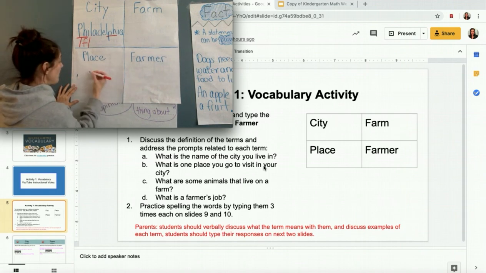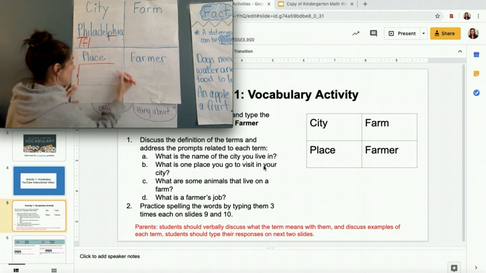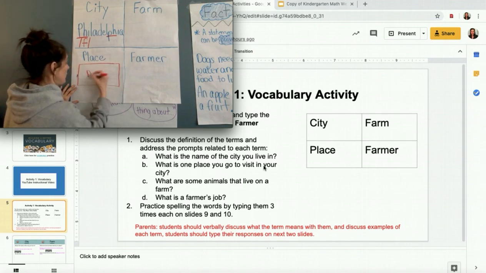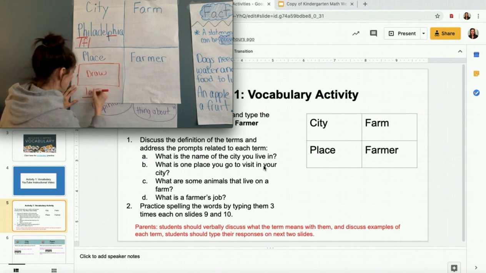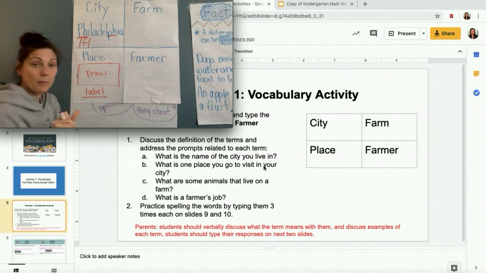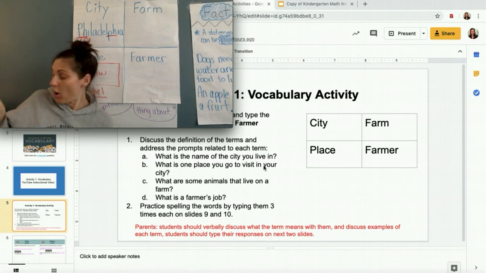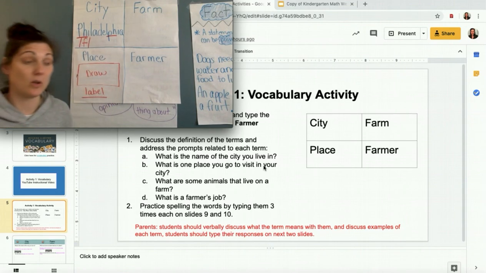So you're going to draw a picture here. Okay, so I'm just going to put a little box here to remind you to draw. You're going to draw in here, and then I'm going to put a line to remind you to label. So whatever place you draw, you want to label it also.